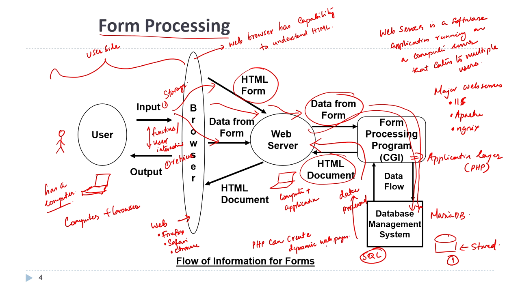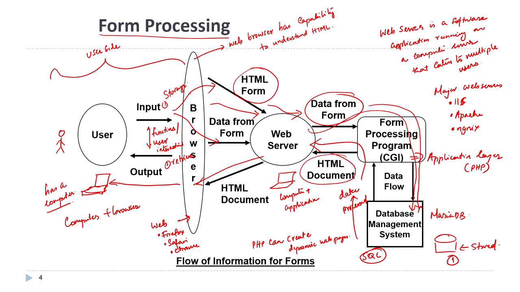And then once the dynamic HTML comes into the web server, the web server moves it to what you call the browser. The HTML document, which is generated from the data from the database management system, is sent to the browser as an HTML document, and it is then taken as an output and displayed onto the terminal of the user. So the user gets to see it.